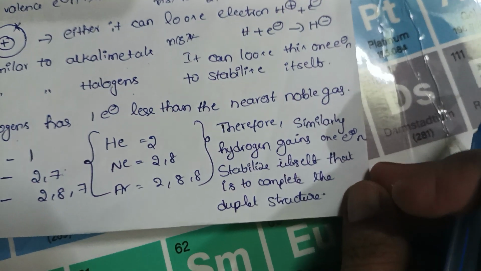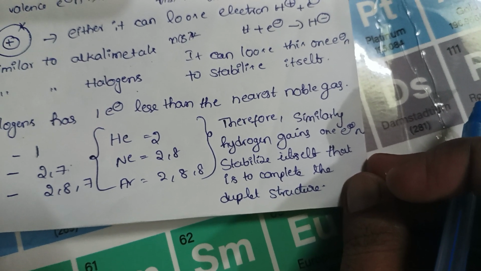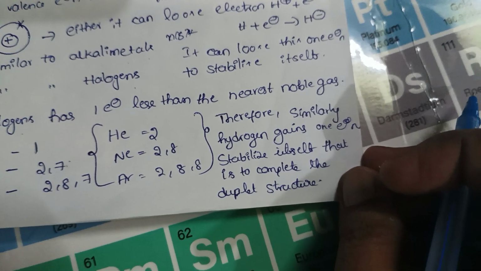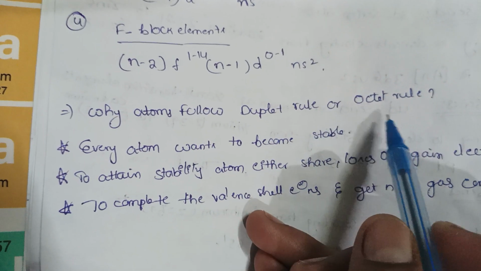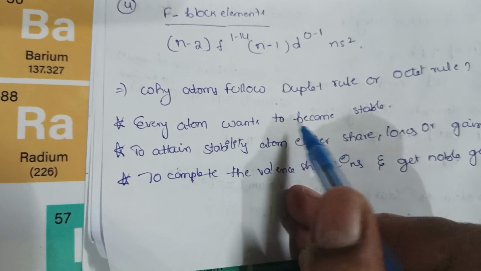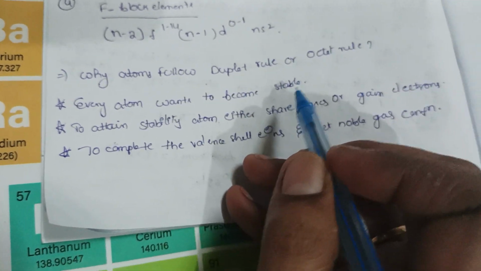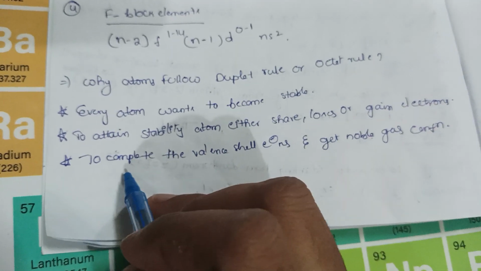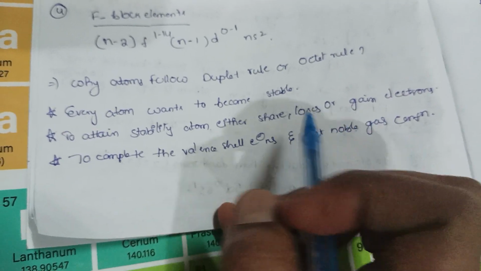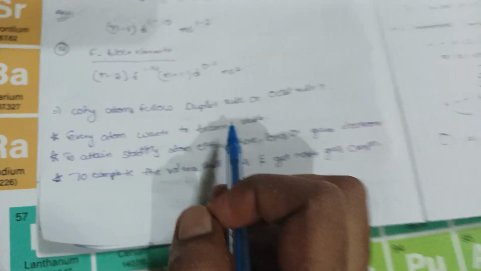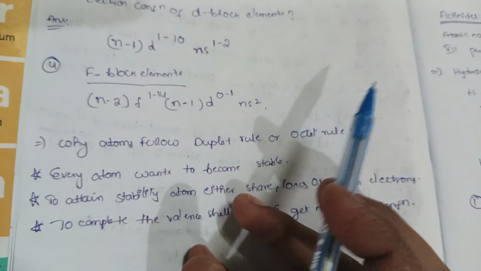Therefore, hydrogen gains one electron and stabilizes itself, that is, to complete the duplet structure. Atoms follow the duplet rule or octet rule. Every atom wants to become stable. To attain stability, they either share, lose, or gain electrons to complete the valence shell and get noble gas configuration. To get stabilized, they follow the duplet rule or octet rule.